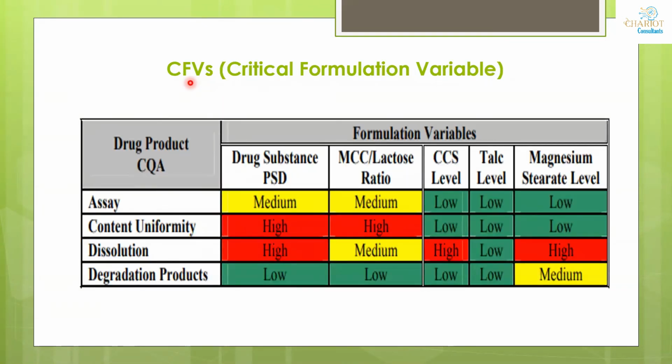Now talking about the critical formulation variables. The critical formulation variables in terms of your formulation: whatever your functional excipients are, whatever your API is, whenever you are changing any ratios or changing the concentration, how will it impact your drug product CQAs?